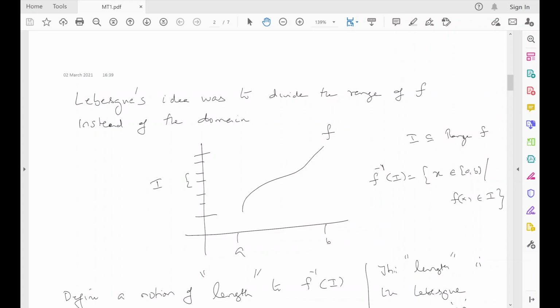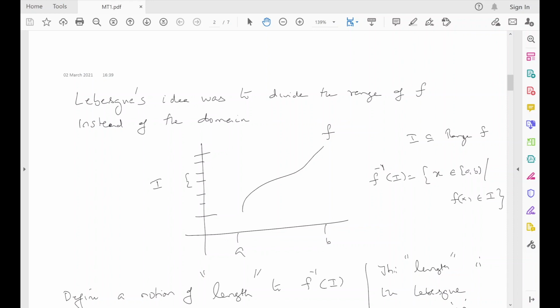So if I look at an interval I which is contained in the range of f, so if you look at the graph, you look at the inverse image of I. So the inverse image of I is all those points x in the interval [a, b] which are mapped into I. Okay, so it's not inverse as a function. It's a map; the inverse image of I is all those points x which are in the domain of f, which are mapped into I.